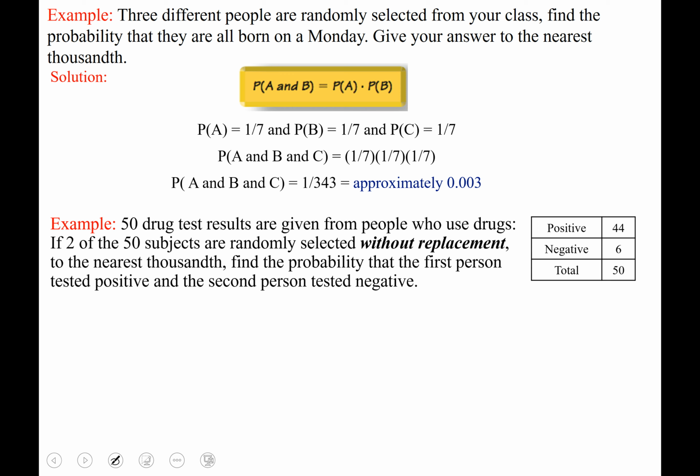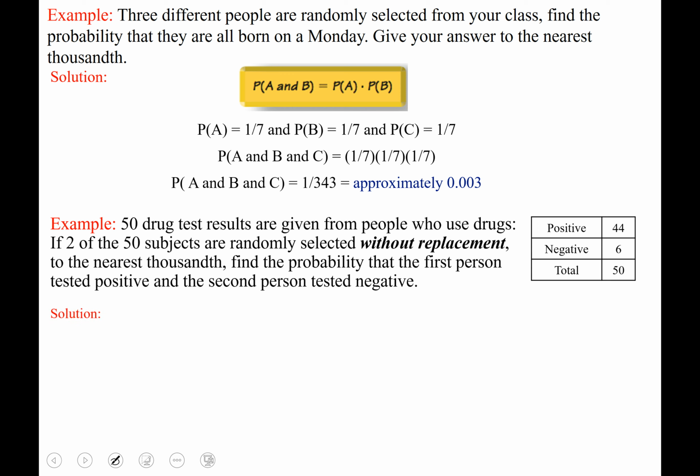All right, let's try another example. 50 drug test results are given from people who use drugs. If 2 of the subjects are randomly selected without replacement, to the nearest 1,000th, find the probability that the first person tested positive and the second person tested negative.